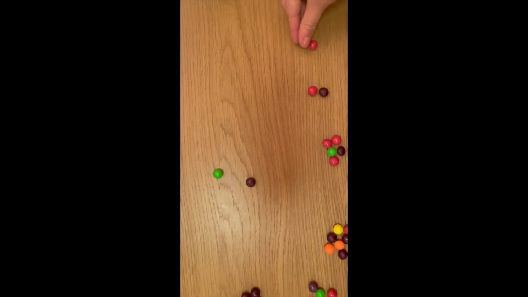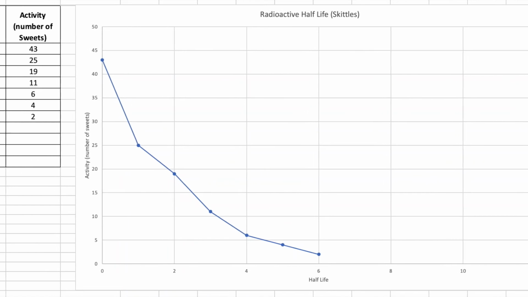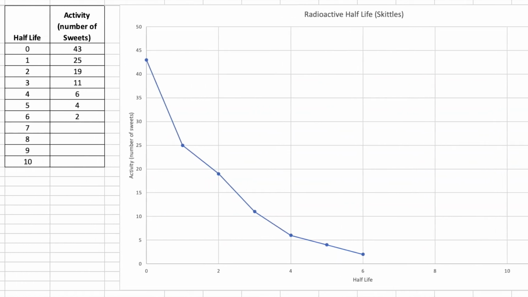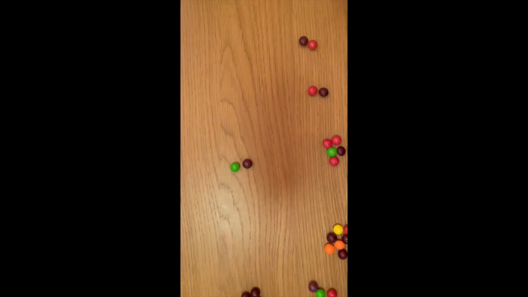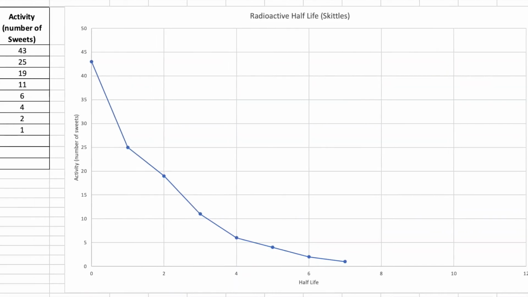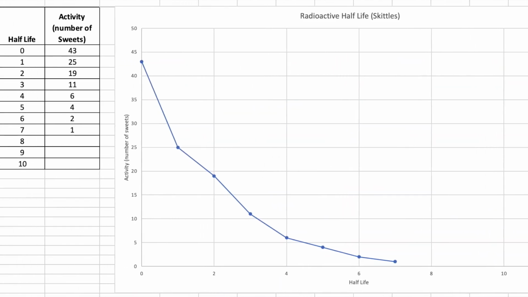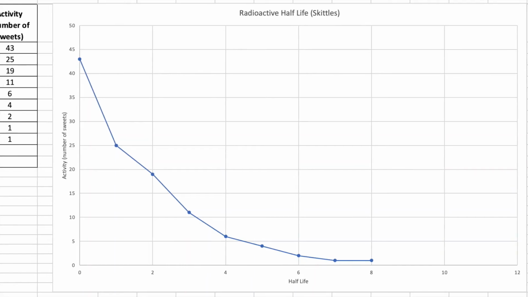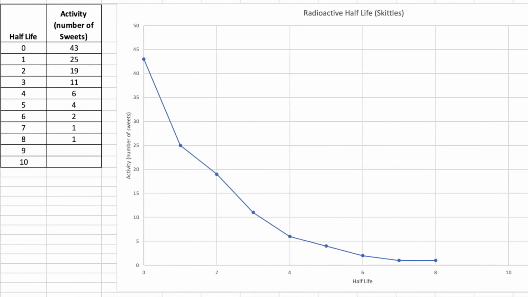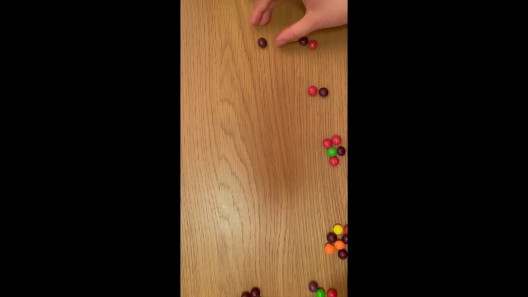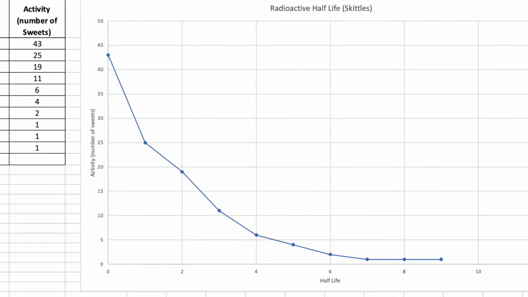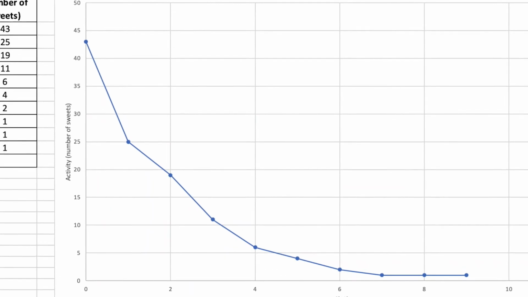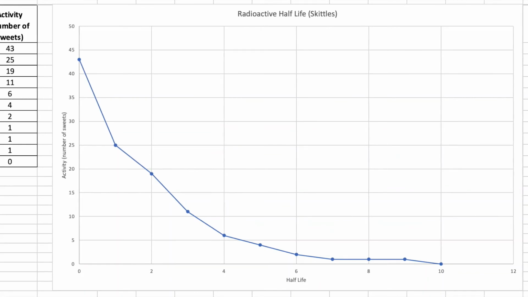So here's our 6th half-life, and we're left with 2 radioactive Skittles. And after our 7th half-life, we're down to 1. Half-life 8, and there's still 1 left. Don't worry, as we said, radioactive decay is a probability, so it can't be exactly predicted, and we just need to make a best guess. So here we are, 9, still 1, and then here we are. After 10 half-lives, we get down to 0.